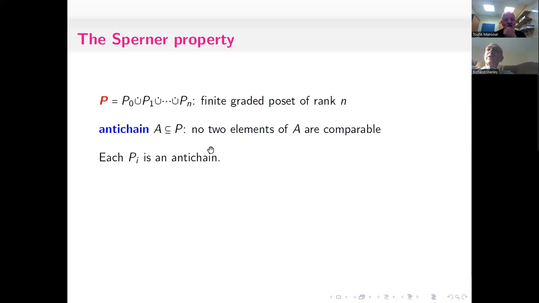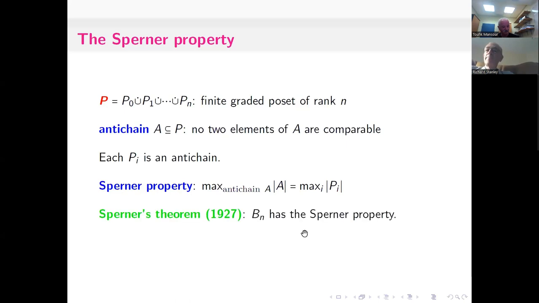We'll define an antichain of P to be a subset for which no two elements are comparable. So in particular, each Pi is an antichain. There's a lot of interest in what is the size of the largest antichain of a finite poset. And the simplest case would be for a graded poset if the maximum antichain size is just the maximum level, the maximum cardinality of Pi. If a poset has this property, we'll say that it has the Sperner property.